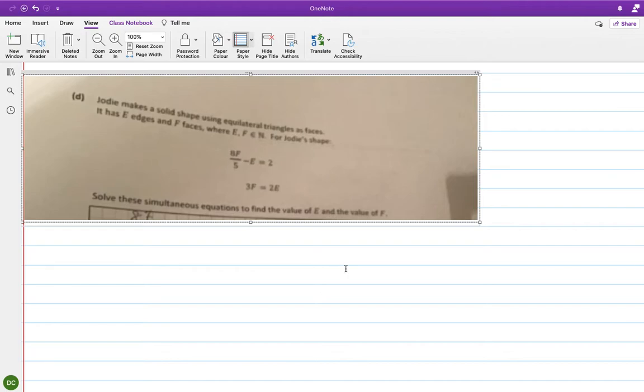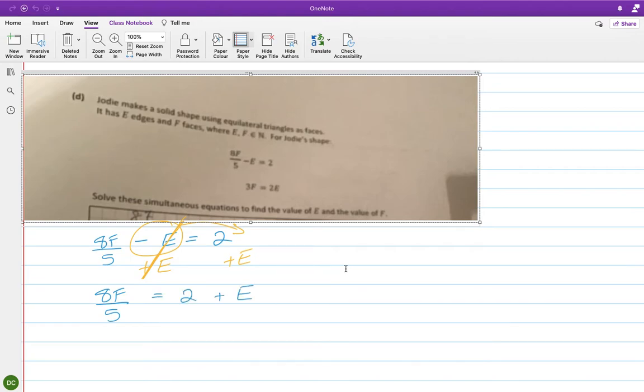So we have 8f over 5 minus e equals 2. Okay. So I want to get the e on its own. Probably the easiest thing to do is to get it over here. So I'll do that with a plus e to cancel it, and that'll bring it over here with a plus e. So now I have 8f over 5 equals 2 plus e.